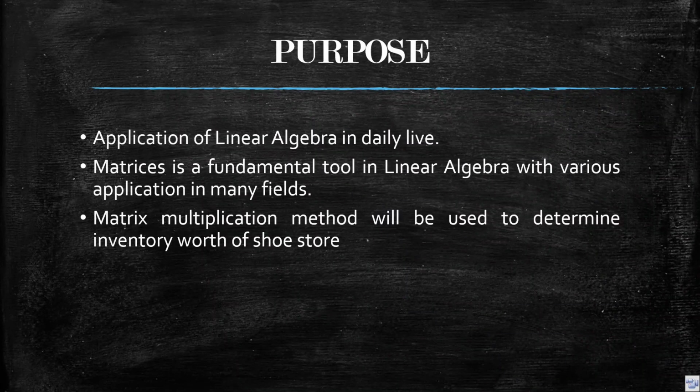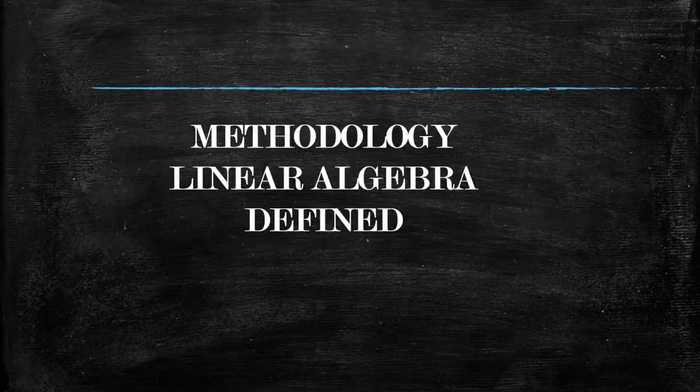The purpose of this report is to illustrate how linear algebra can be applied. Methodology: linear algebra defined. Matrix dimension and entries, m times n. Matrix A is a rectangular array of real numbers with m rows and n columns. We refer to m and n as the dimension of the matrix. The numbers that appear in the matrix are called its entries. We customarily use capital letters A and B for the names of matrices.